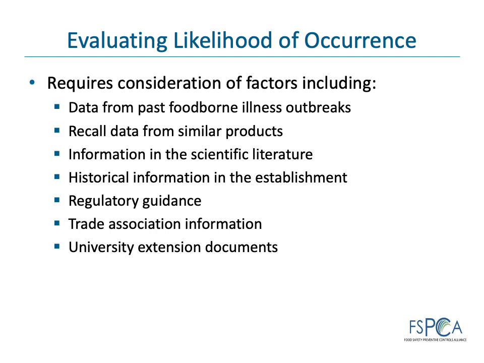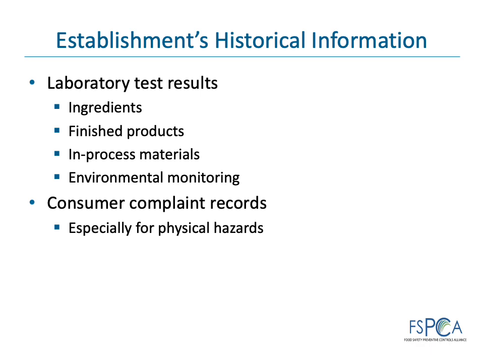The Codex Alimentarius Commission maintains internationally recognized codes of practice that are based on scientific literature and available in several languages. Trade associations also provide recommendations targeted to specific types of foods and industry needs. The establishment may have information on the likelihood of occurrence of hazards in their food products. This information can be gleaned from previous laboratory tests on finished products, ingredients, in-process materials, or environmental monitoring samples. Consumer complaint records can be a useful source of information, particularly for physical hazards.